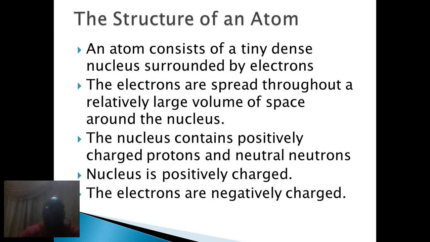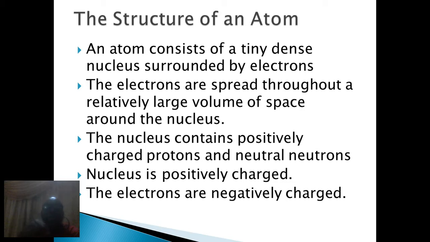The structure of an atom, to start with. As we all know from our O-level elementary chemistry, an atom is the simplest unit of matter. The atom itself has its own structure. An atom consists of a tiny dense nucleus surrounded by electrons. The electrons are spread throughout a relatively large volume of space around the nucleus.